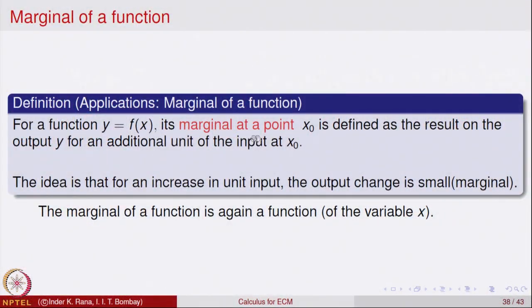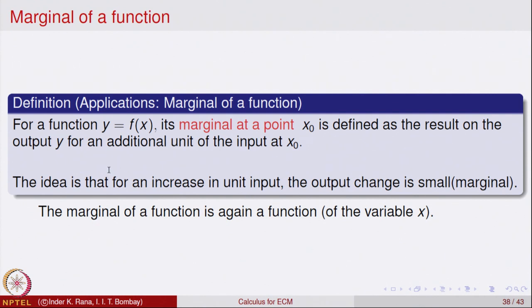So, let us formally define, for a function y equal to f of x, its marginal at a point x0, where the function has a domain, x belongs to some set X. The marginal of a function is defined as the effect on the output by an additional unit of input. That means, at the point x0, if x0 changes to x0 plus 1, what is the change in y? That is called the marginal of the function y.